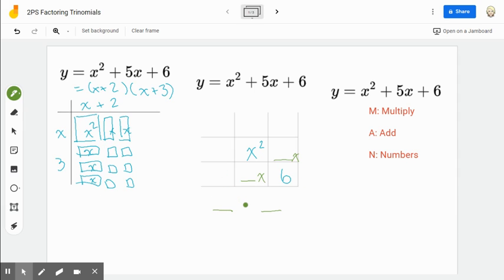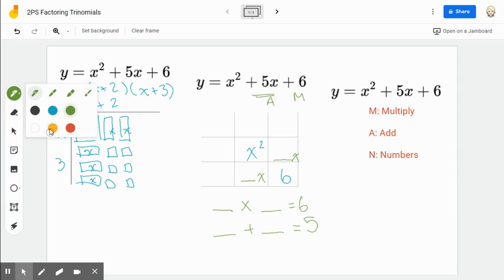So these two numbers, when we multiply them together, they need to equal 6. And that's that last number here that doesn't have any x's with it. And when we add these two numbers together, it has to equal this number here that's in front of the term with just the 1x. So they need to multiply to this, and they need to add to this. So this is a positive 6 and a positive 5.